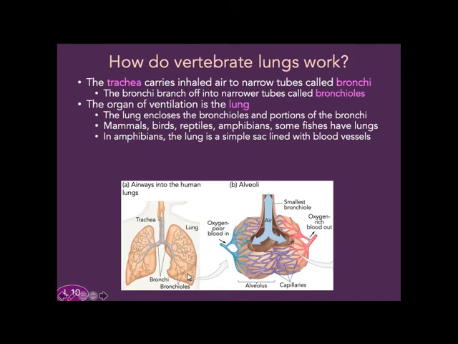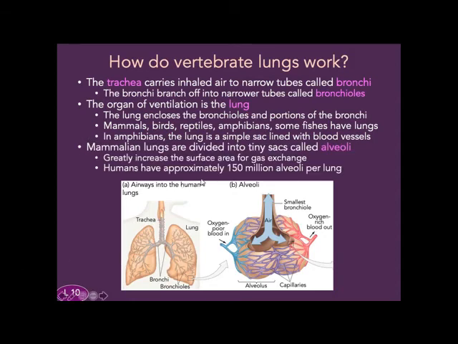And so the organ for ventilation is called the lung. The lung is the part that encloses the bronchioles and part of the bronchi. Mammals, birds, reptiles, amphibians, and some fish have lungs. In amphibians, they don't have this kind of complex structure to the lungs. Instead, they just have a sac lined with blood vessels. But most amphibians can also get a certain amount of oxygen through their skin too, because they have such permeable skin.